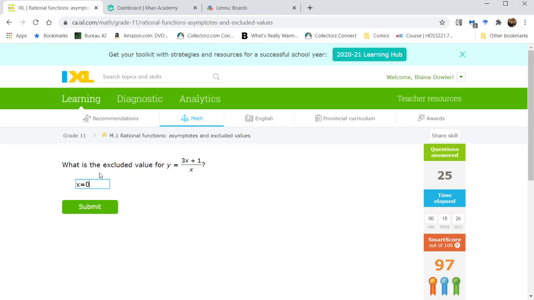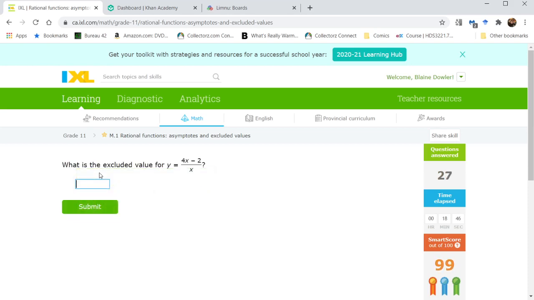We have a very simple denominator this time. The excluded or non-permissible value for x is where 7x plus 4 equals 0. 7x would therefore be -4. x equals -4 over 7.